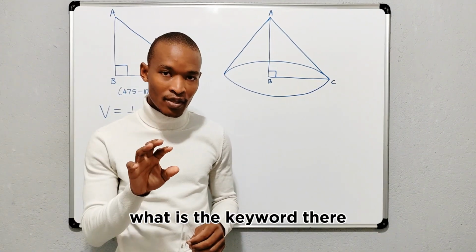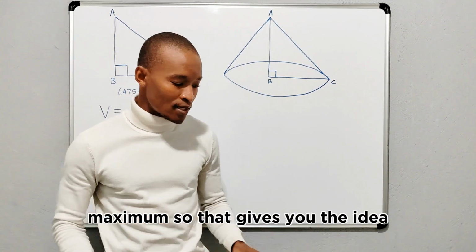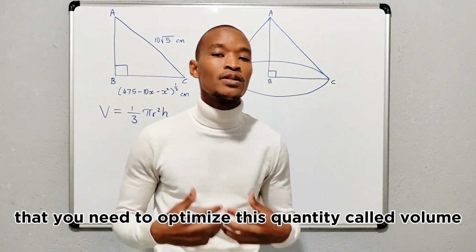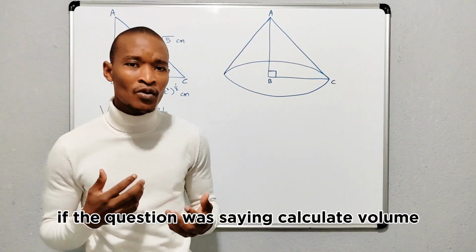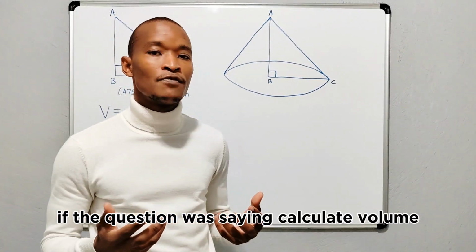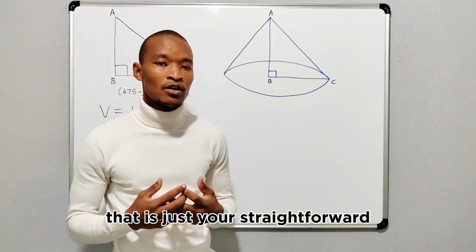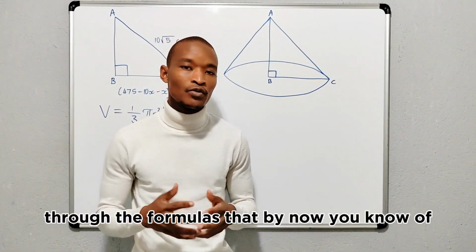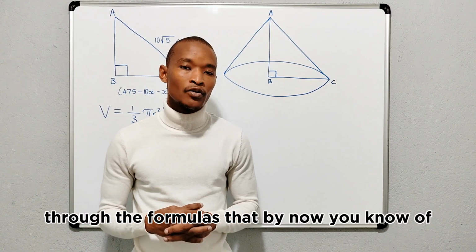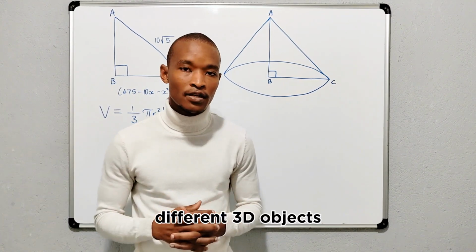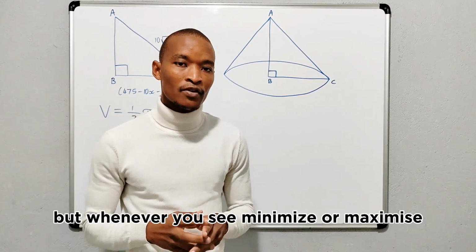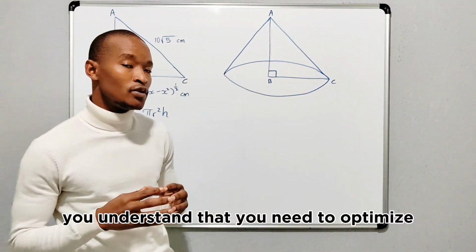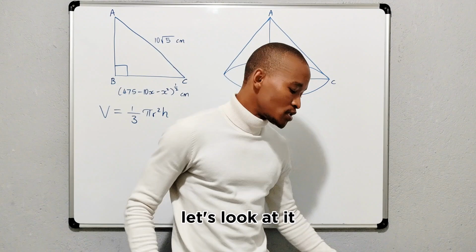What is the keyword there? Maximum. So that gives you the idea that you need to optimize this quantity called volume. If the question was saying calculate volume, that is just your straightforward standard question of calculating volume through the formulas that by now you know of different 3D objects. But whenever you see minimize or maximize, you understand that you need to optimize. Okay, let's look at it.